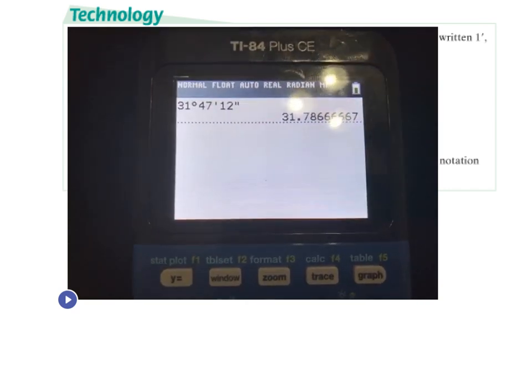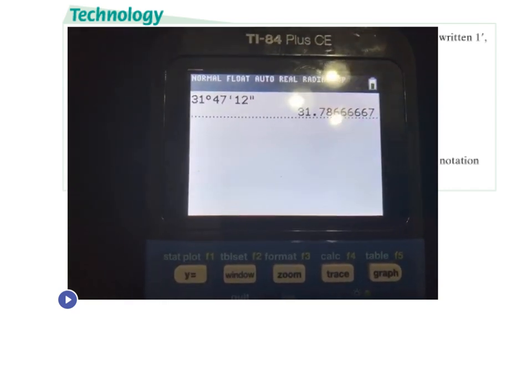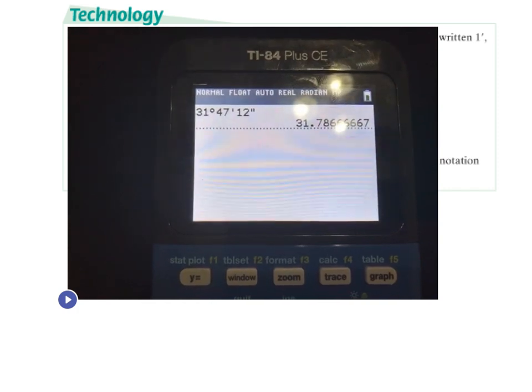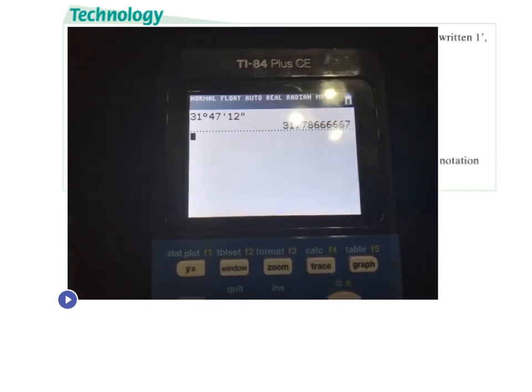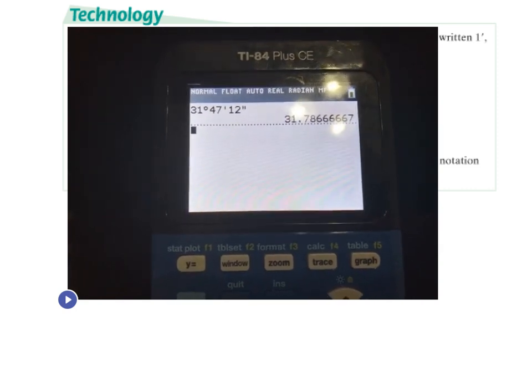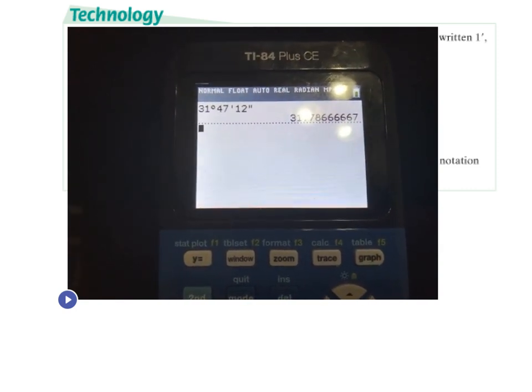Some of the other calculators, and I can help you individually, but some of the other calculators have an apps, an angle button, and they'll have the individual tick marks there. But this is specifically for most of the graphing calculators.